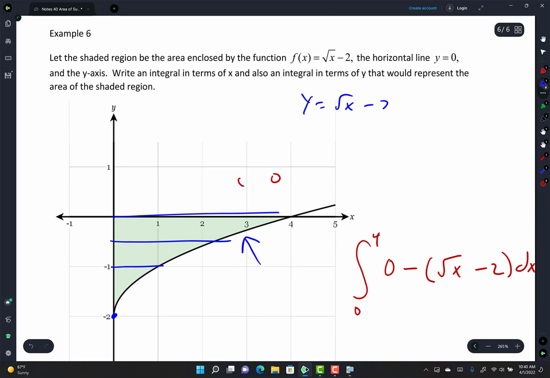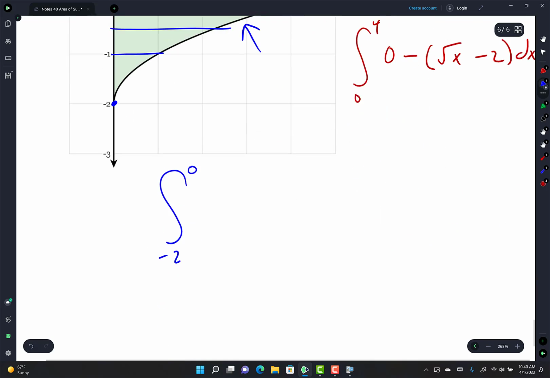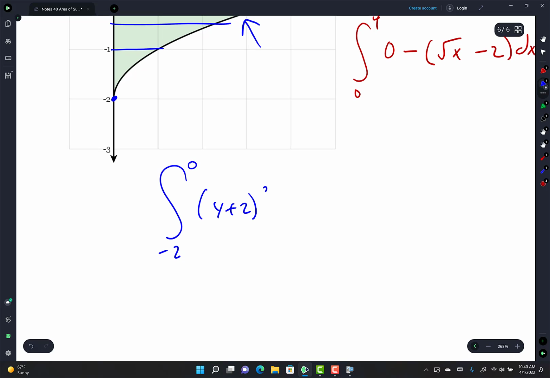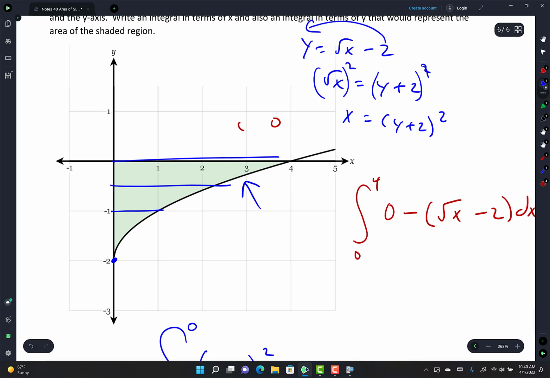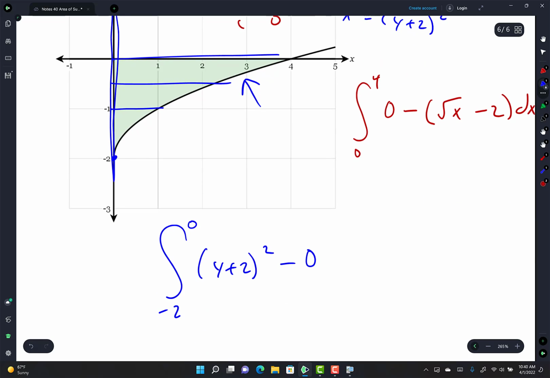Y equals square root of x minus 2. Move the 2. Square root of x equals y plus 2. And then I'm going to what? X equals y plus 2 squared. So type that in. Y plus 2 squared minus, and in case you're wondering, this line here is x equals 0, so minus 0. You don't really need it. dy. And those answers should be the same if someone wants to test it out, but they should give you the same thing.